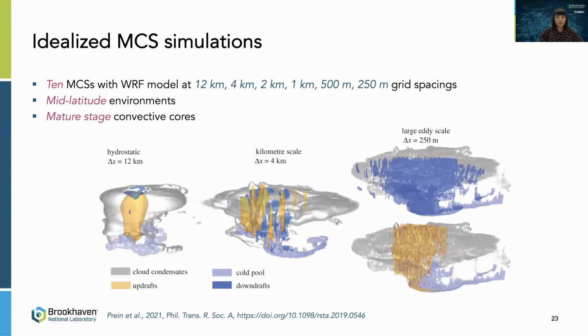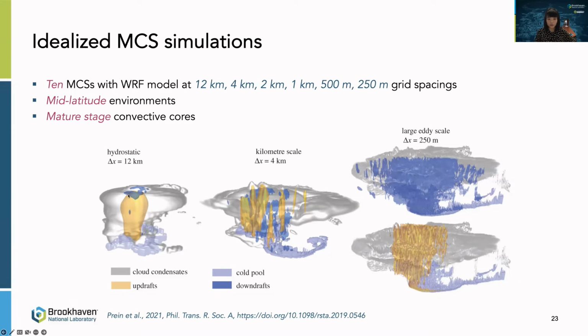Let's summarize a little bit what we have here. We did an ensemble of idealized MCSs with WRF at different model grid spacings from 12 kilometers to 250 meters. And the soundings to initialize these systems are closer to mid-latitude conditions. We are going to compare these simulations with observations from the Oklahoma site. We are only looking at the mature stage of an MCS for now.